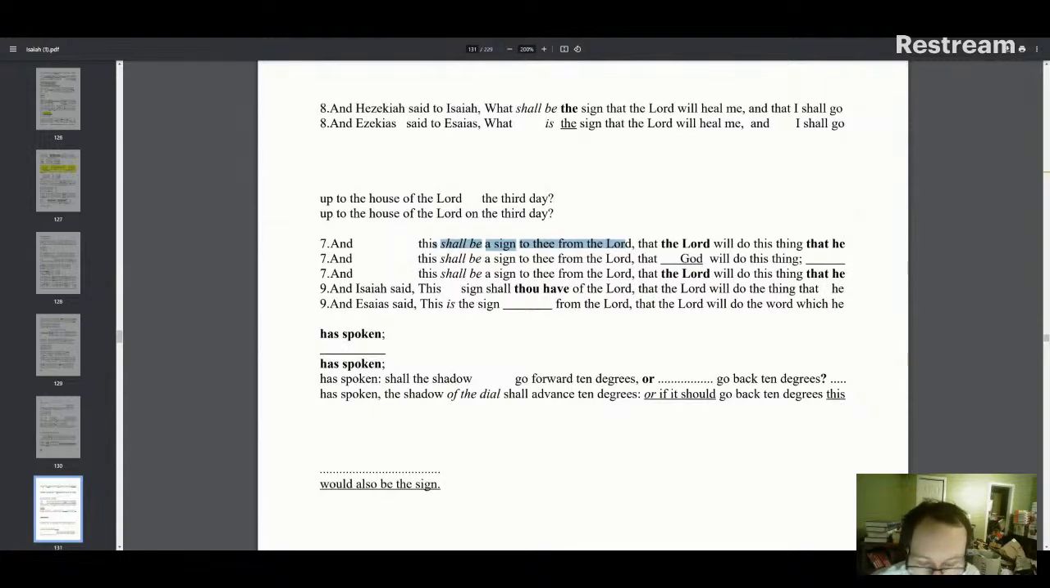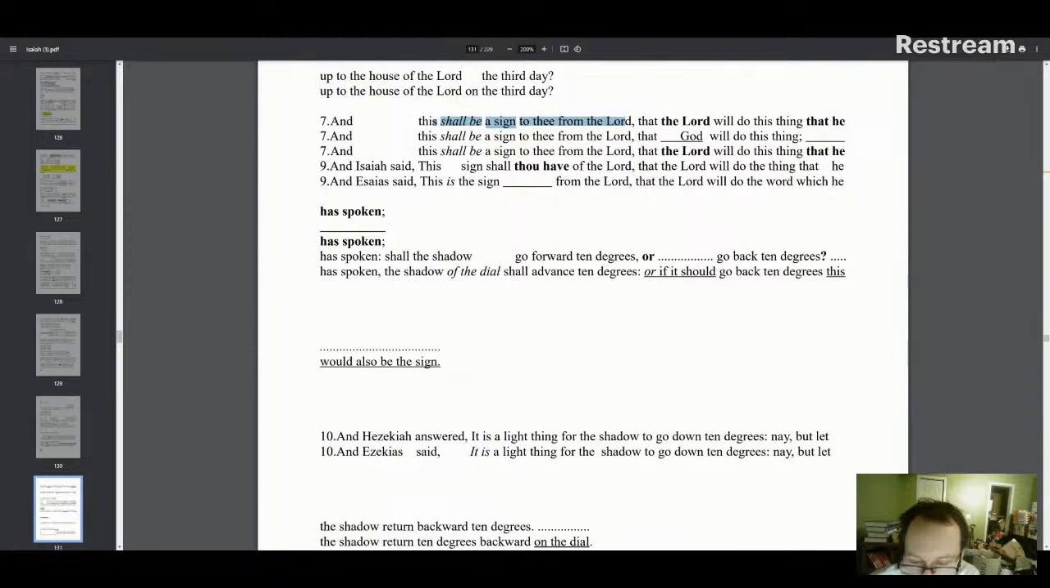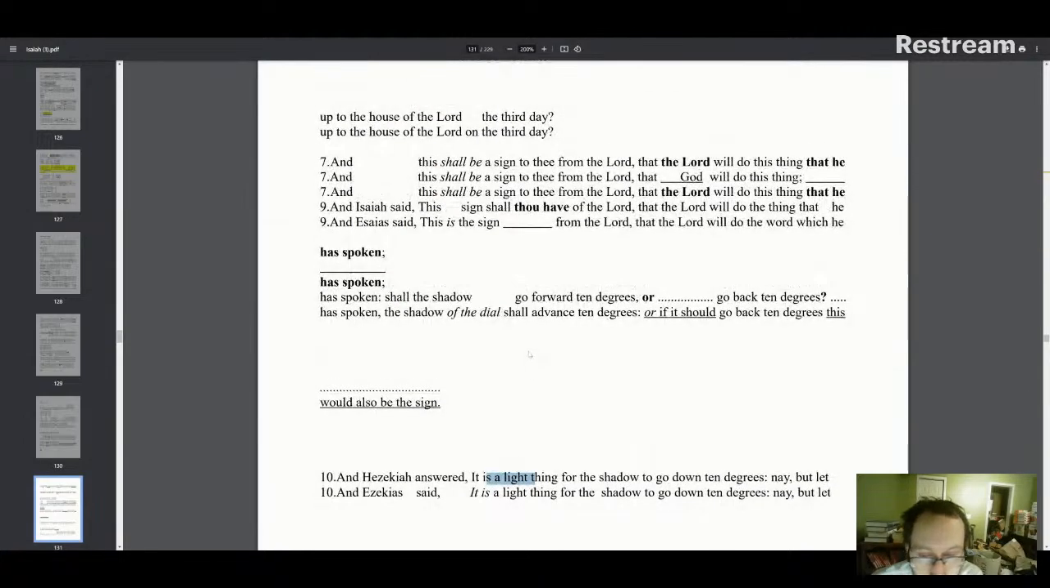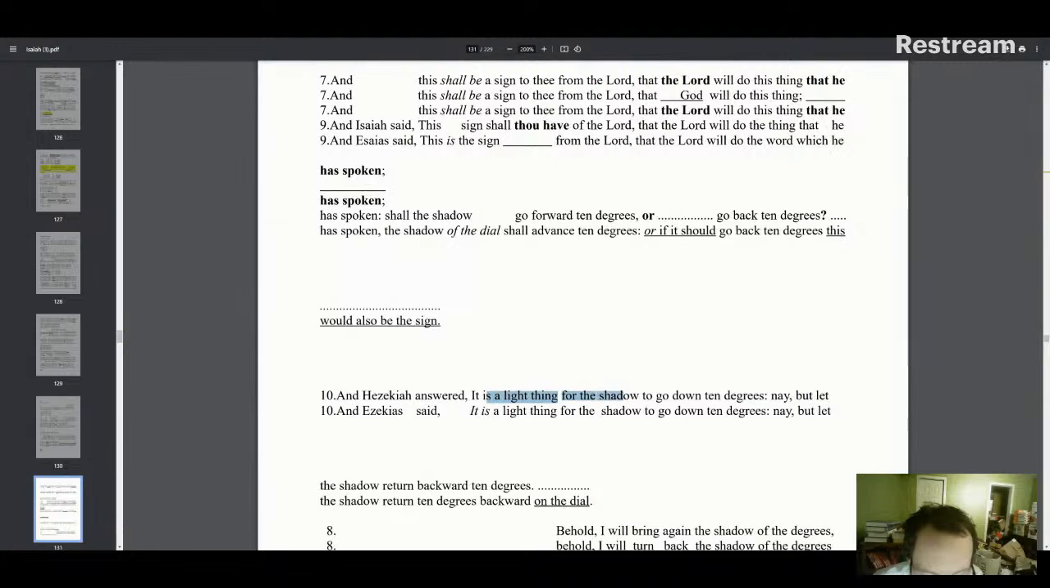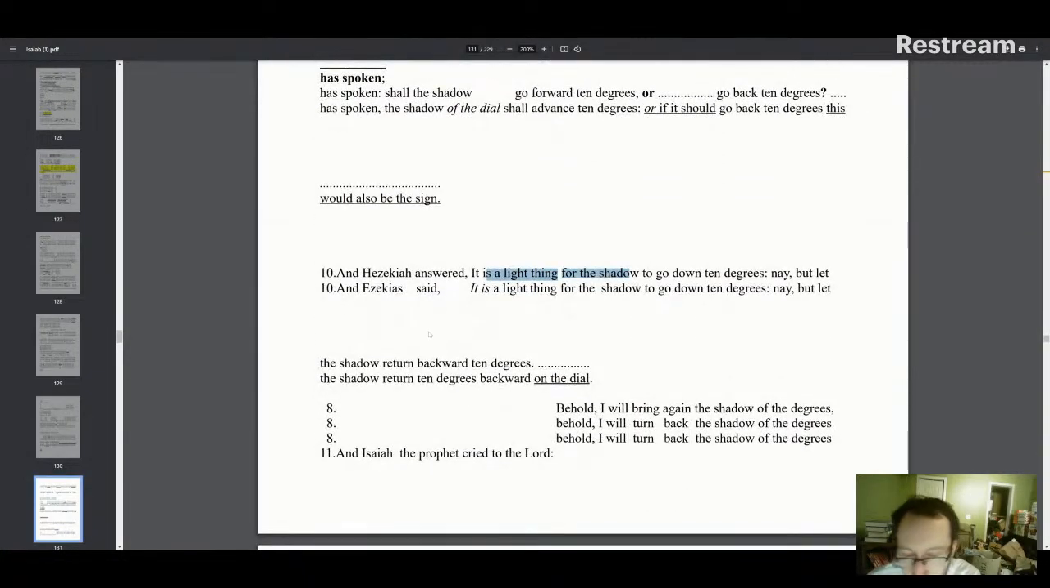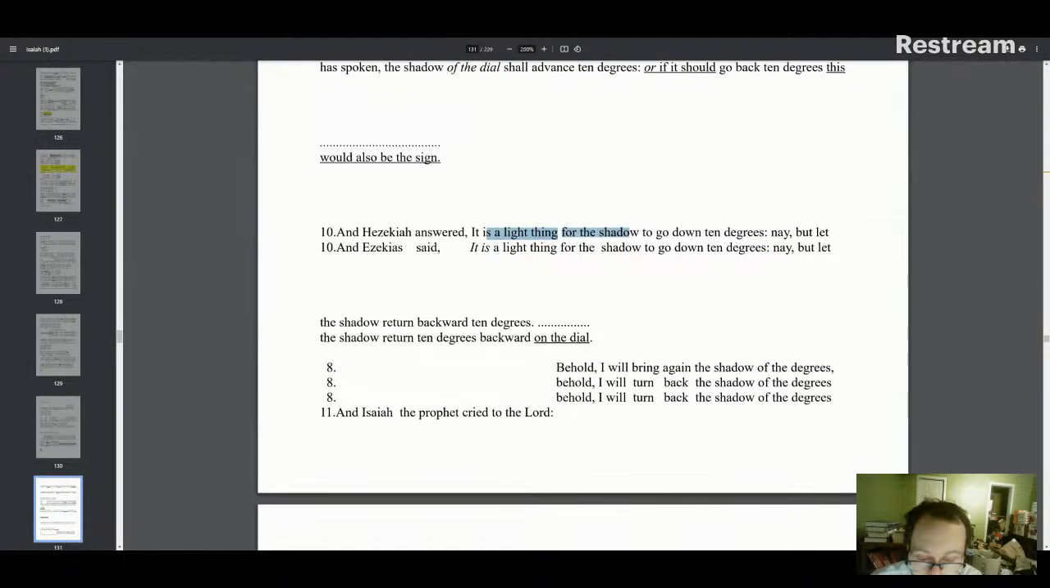But now, look, Isaiah does not have the text. Only Second Kings does. Shall the shadow go forward 10 degrees or go back 10 degrees? This is a question that's being asked of Hezekiah. It's not in the book of Isaiah. But then Hezekiah responds, but there's nothing he was responding to. Sorry, my bad, I made a mistake here. So again, this is something in 2 Kings, not in Isaiah.